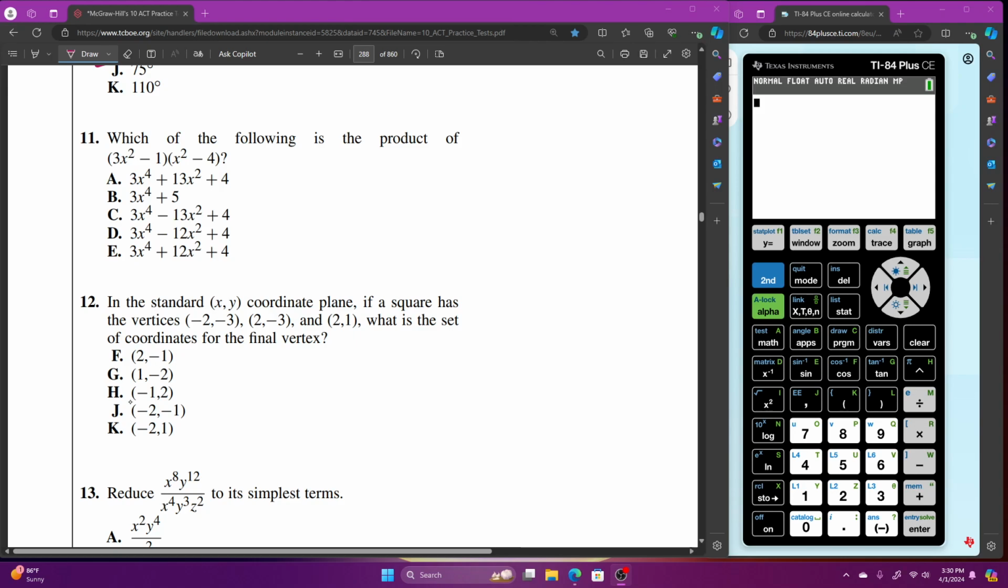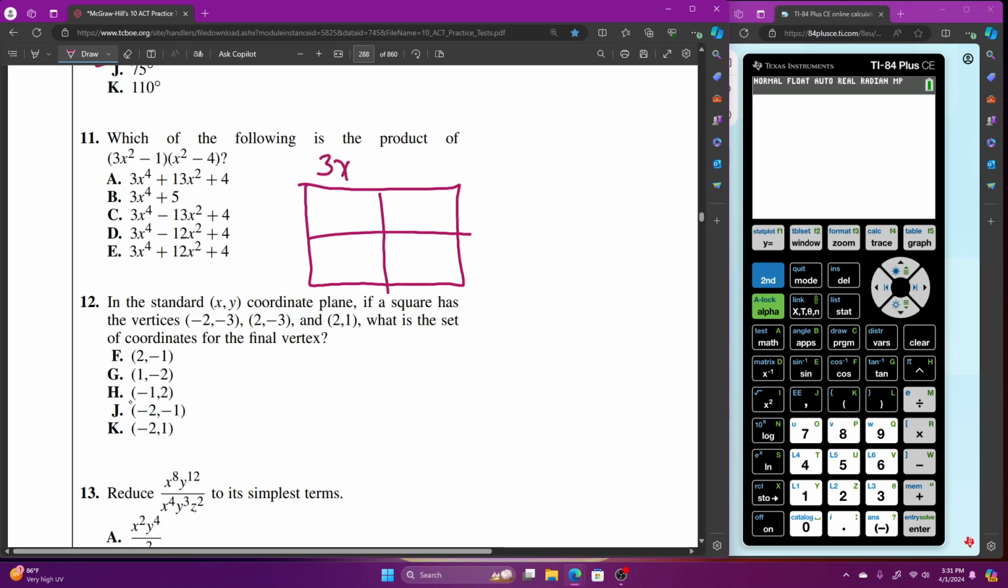So from our packet in class, we're moving on to question number 11, which says, which of the following is the product of the difference of 3x squared and 1 and the difference of x squared and 4? There's two ways you can go about solving this. You could just use your area model to solve this. Area is base times height, and we've got binomials, 3x squared and a negative 1 when we break it up, and x squared and a negative 4.